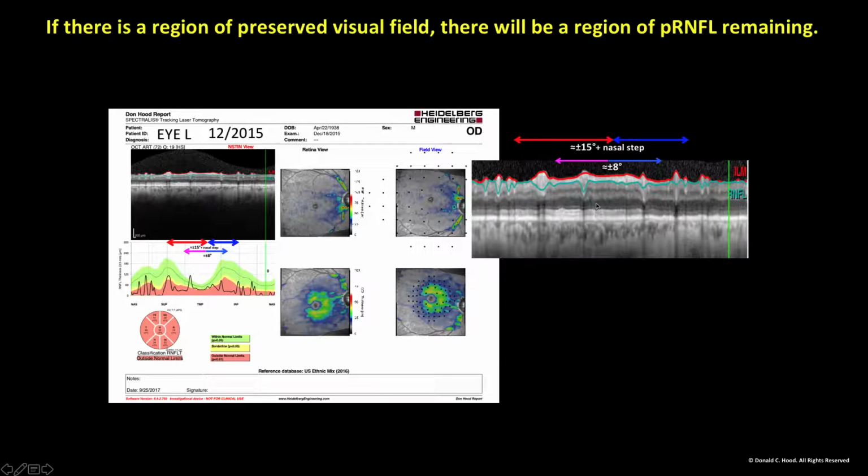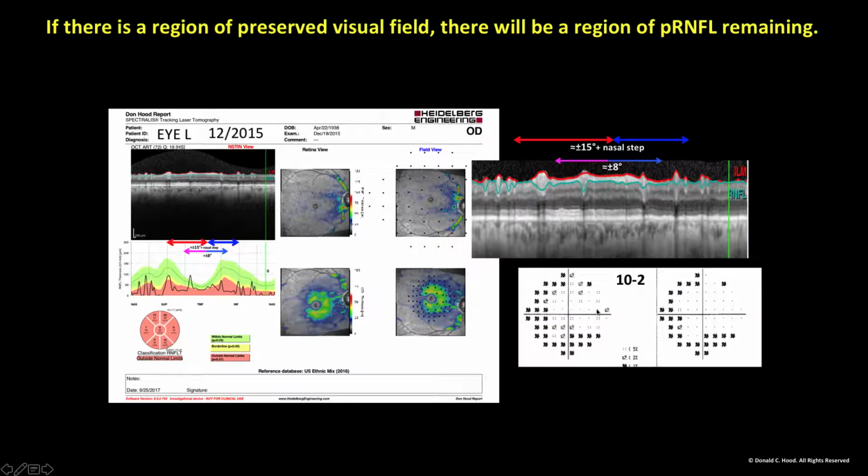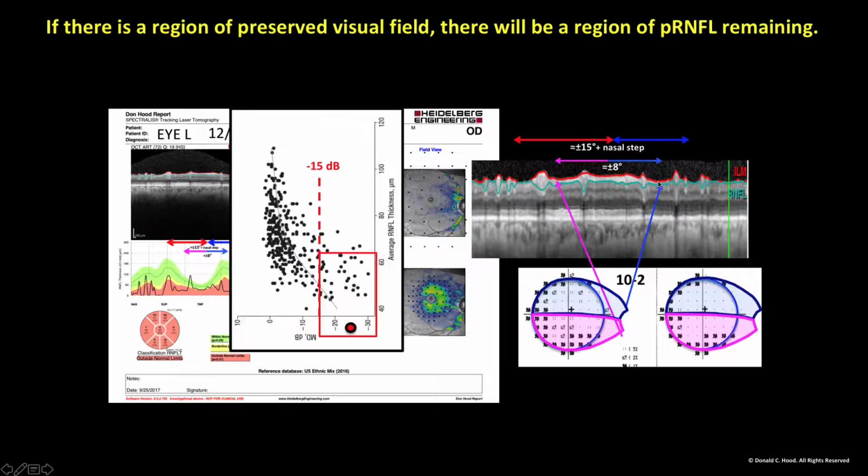So here's your macular region. Here's your visual field, right? Here's your ±8 degrees. Here's a model of the macula. So this edge here would correspond to about there, and that edge to about there, right? So even though this point's here, all of this preserved vision here corresponds to this here, or vice versa. So this is what you want to look at.